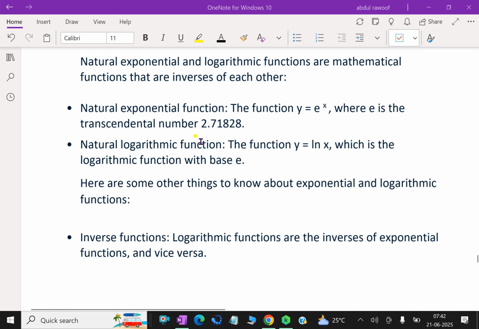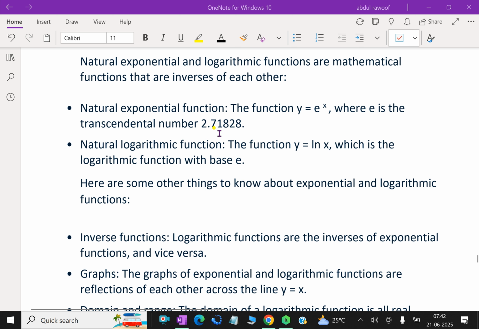Natural exponential function: the function y equal to e power x, where e is a transcendental number, that is 2.71828, and it is continuous. Natural logarithmic function: the function y equal to ln x, which is the logarithmic function with base e, the natural logarithm. Here are some other things to know about exponential and logarithmic functions.